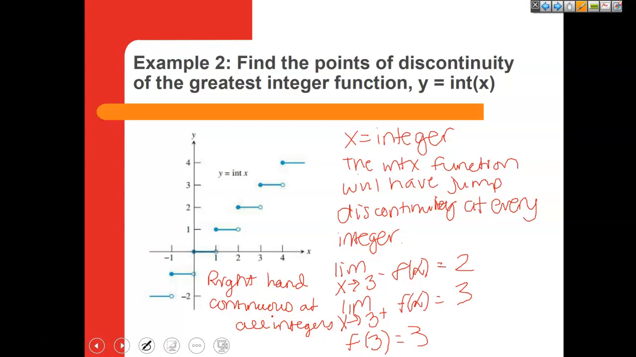And you can still say that the limit does not exist. The limit does not exist because the left-hand limit is not equal to the right-hand limit. So the limit as x approaches 3 of f of x does not exist.